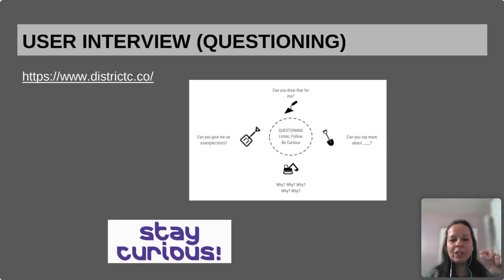So, staying curious. And then these tools that you see in the slide here, these tiny logos, they were designed by District C. This is a District C model, and District C is a place where I'm a certified District C design coach. They do a lot of work with students on working in groups and doing problem solving. And this is one of their slides, and they talk about how when you're questioning, you're listening, following, and being curious. So these tools are mostly like dig. If there's one thing I remember from this, it is dig for stories, dig for questions.